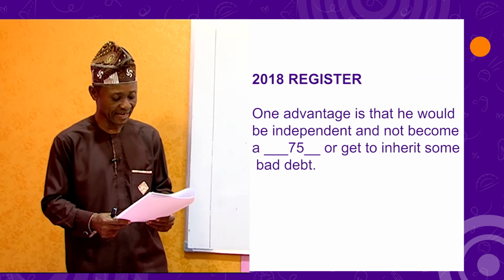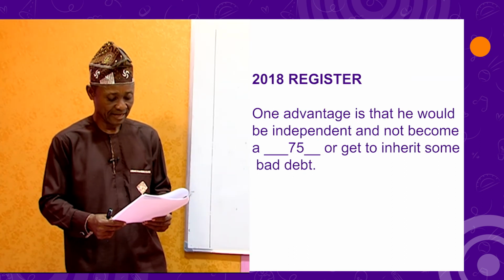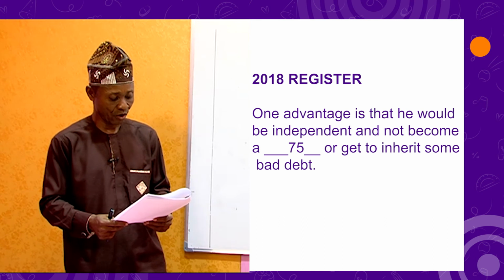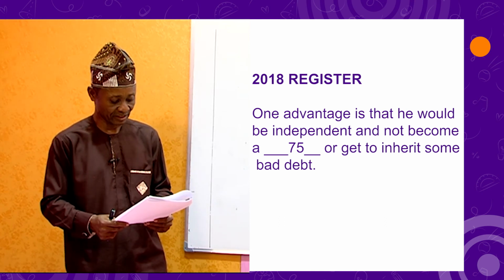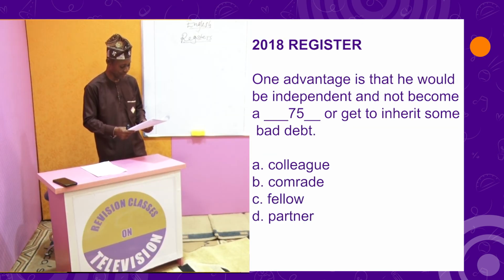One advantage is that you will be independent and not become a dash or get to inherit some bad debt. Question number 75. Your options are A, colleague, B, comrade, C, fellow, D, partner. Partner is the appropriate answer to that question, which is option D.